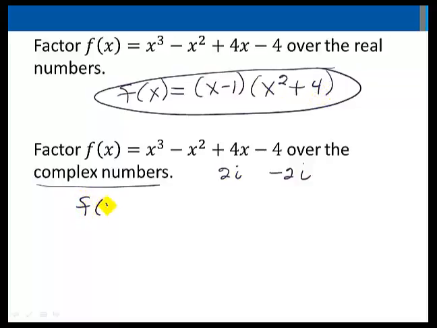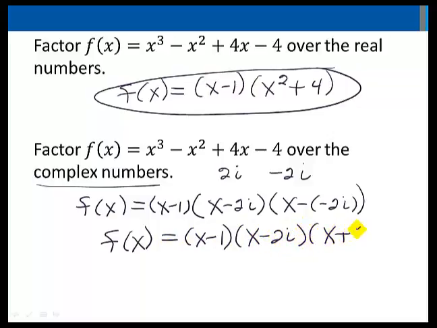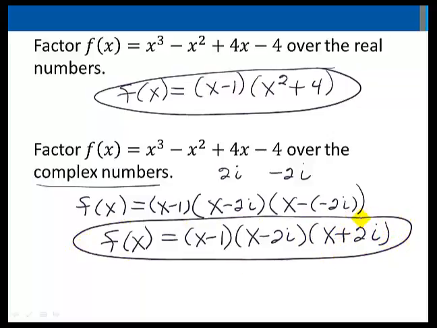So we have f of x equals x minus 1. Remember, if 2i is a zero, then x minus 2i is a factor of f of x. And if -2i is a zero, then x minus -2i is a factor. And just cleaning this up a little bit, I have the factored polynomial f of x equals x minus 1 times x minus 2i times x plus 2i. And this is factored over the complex numbers.